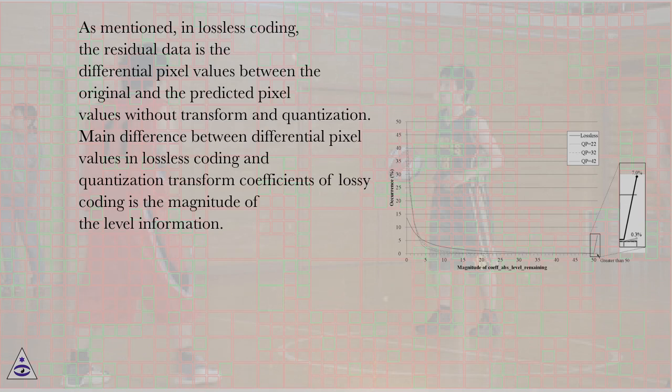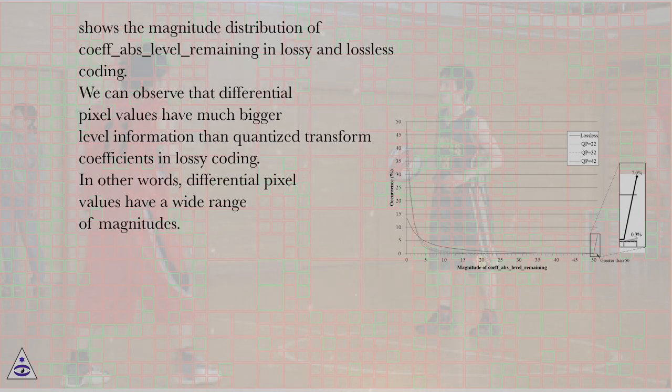As mentioned, in lossless coding, the residual data is the differential pixel values between the original and the predicted pixel values without transform and quantization. The main difference between differential pixel values in lossless coding and quantized transform coefficients of lossy coding is the magnitude of the level information. The figure shows the magnitude distribution of coef_abs_level_remaining in lossy and lossless coding. We can observe that differential pixel values have much bigger level information than quantized transform coefficients in lossy coding. In other words, differential pixel values have a wide range of magnitudes.